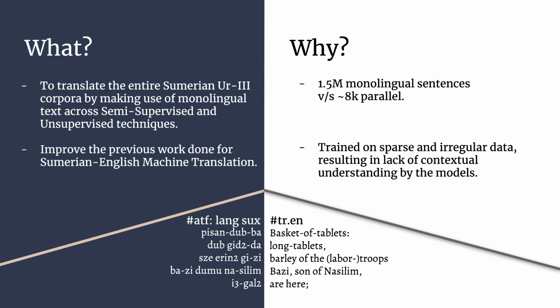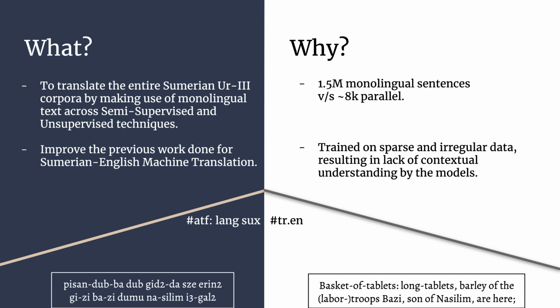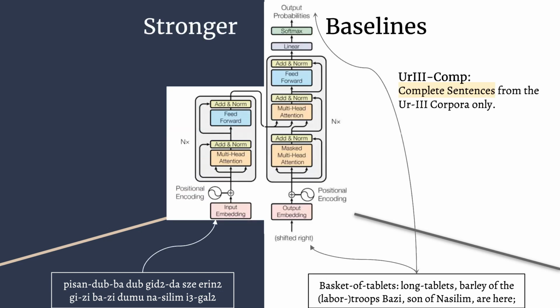So we reframe such sentences by concatenating the partial phrases to have complete sentences, which we can further train our models on. Firstly, we do this to have stronger baselines by doing a supervised learning approach on such complete sentences. We test across various data configurations, and one was the UR3 comp configuration, where we only use the in-domain UR3 corpora to train the model while using the complete sentences.